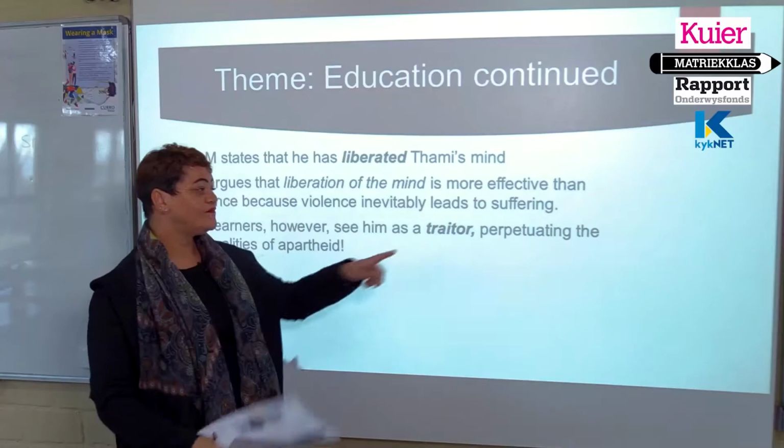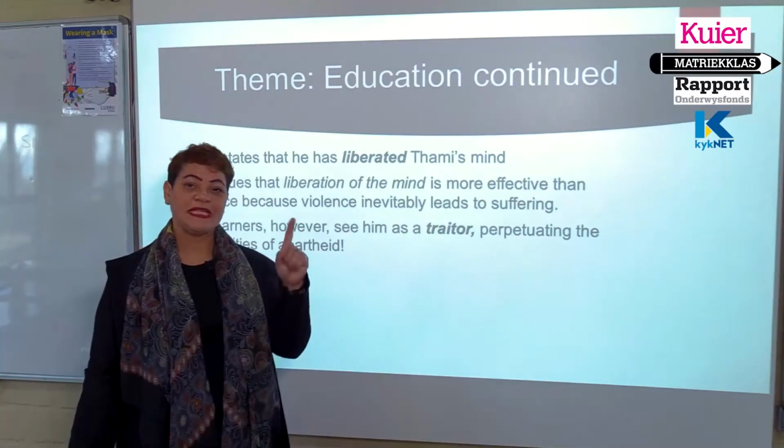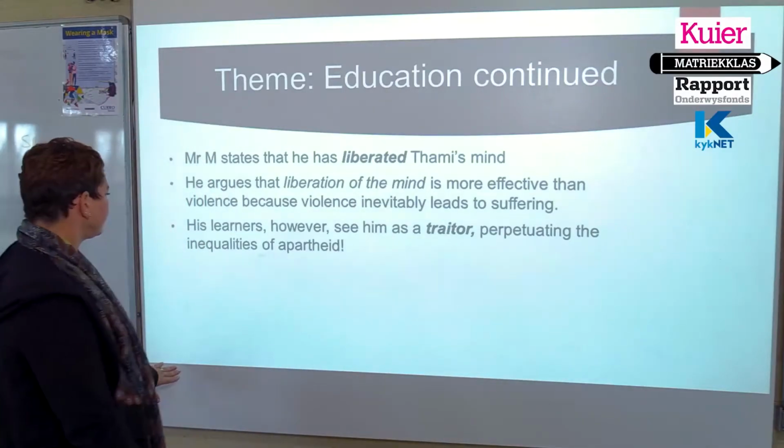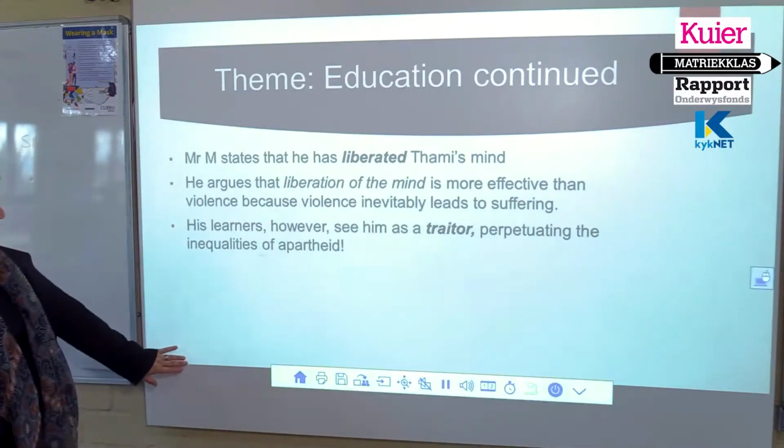But they called him a traitor because he gave their names. And we know that Mr. M was eventually murdered for that. Let's move on to the next one.